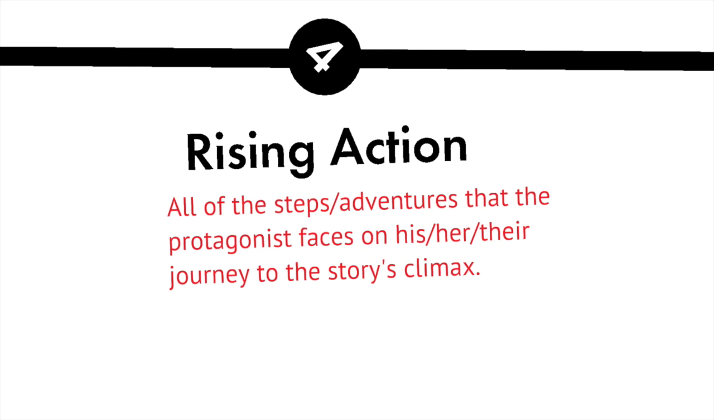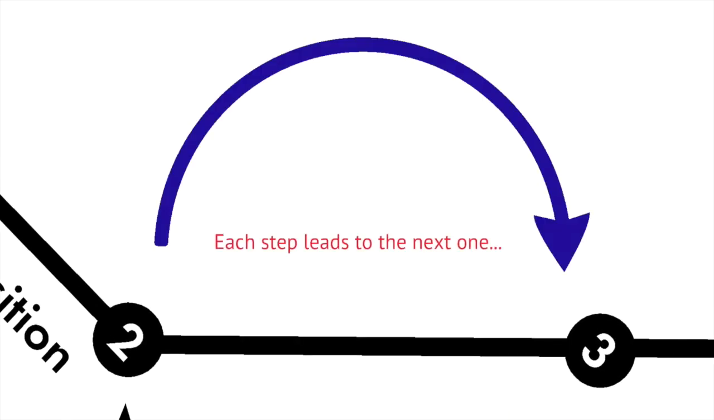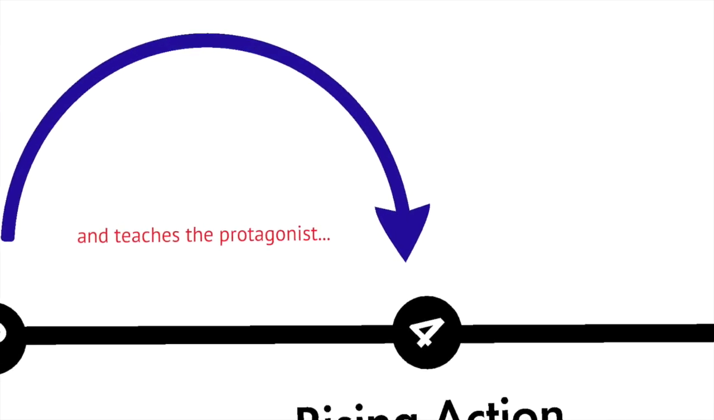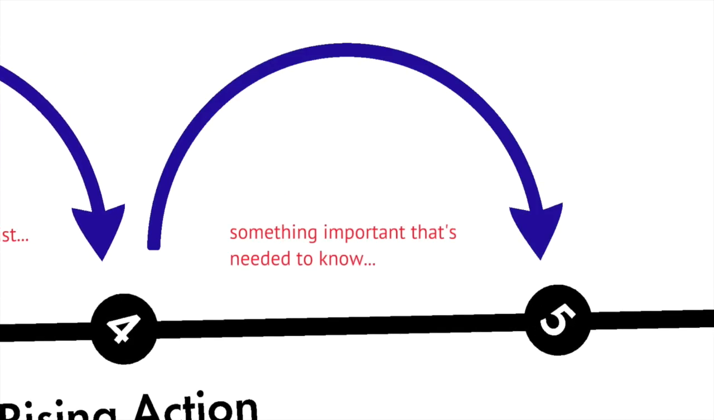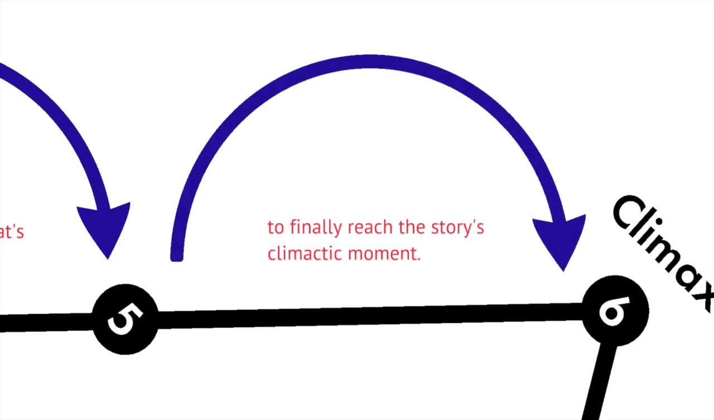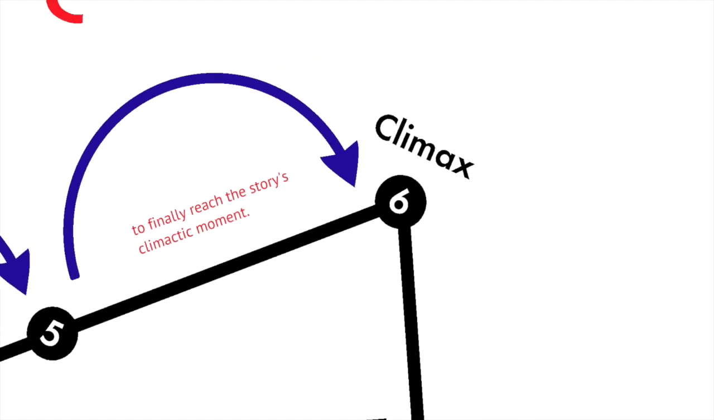It's all the stuff, all the steps along the way of this adventure or this drama that are leading the protagonist to get to that final climactic moment. So there will be things that happen, and each step along the way leads to the next thing. And all the way along, the protagonist is learning important things that he or she will need to know in order to ultimately be successful in this final climactic moment.